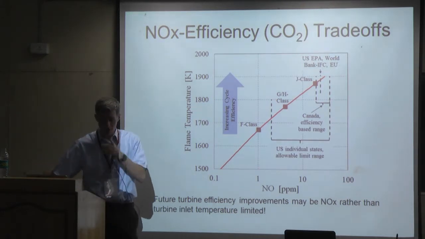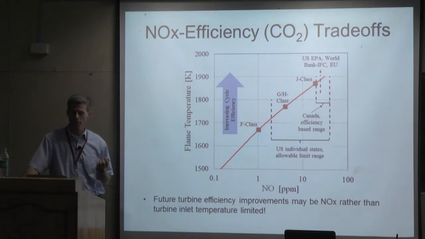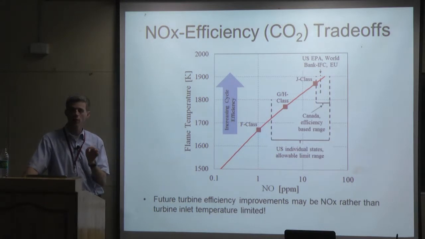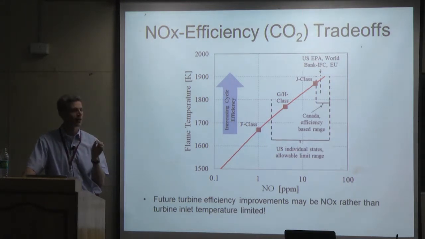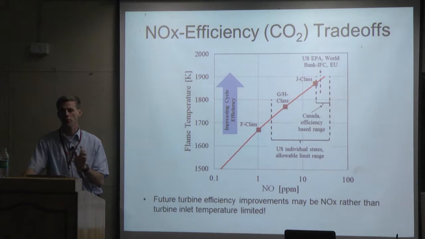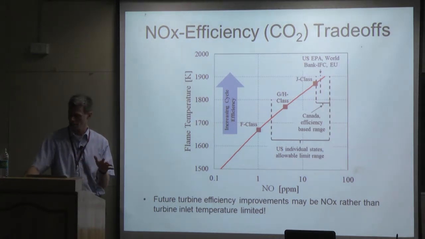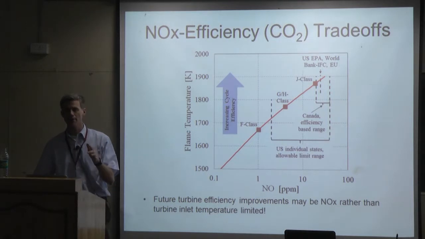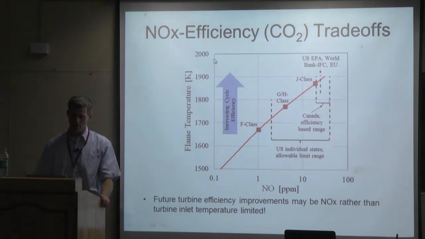For example, in the United States, there's a large initiative from one of our big energy funders, the Department of Energy, and there is a goal that by 2020 we will have a combined cycle power plant that is 65% efficient, thermal efficiency. It's not rocket science. You can do the math and say, to get 65% combined cycle efficiency, what does my turbine inlet temperature have to be? It has to be 1975K.